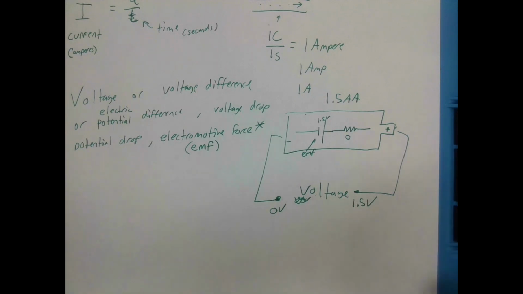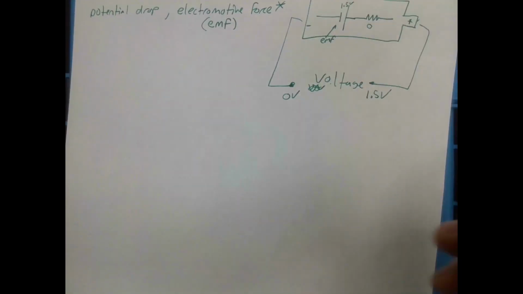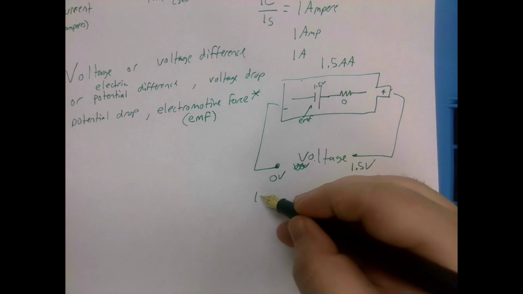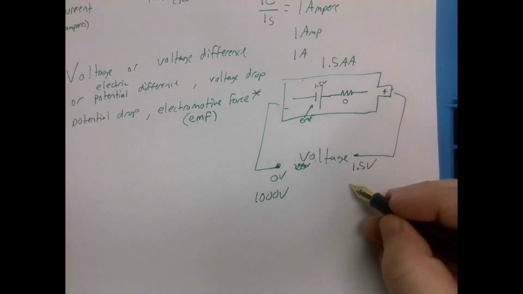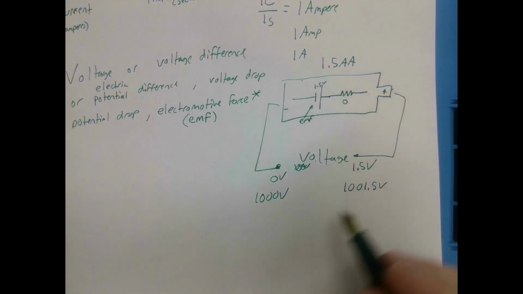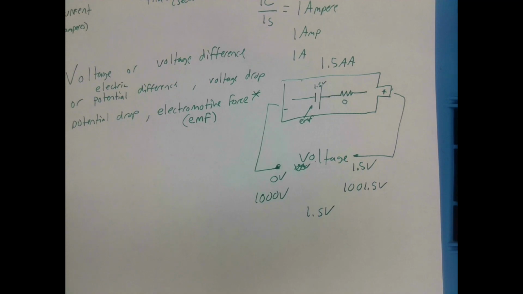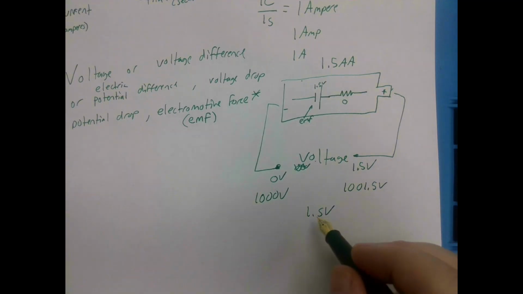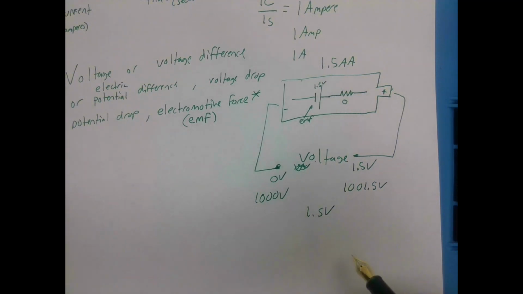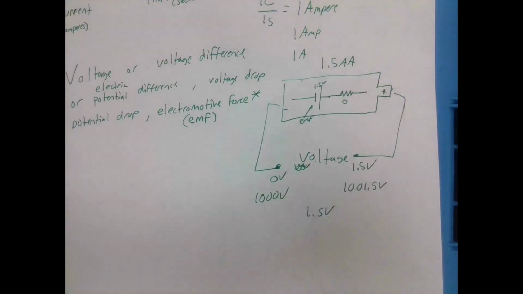So you can always look at 2 points in a random circuit and find a voltage difference. It doesn't matter if this was 1,000 volts and this was 1,001 volts. The voltage difference between here is still 1 volt. But this would obviously no longer be an EMF. An EMF is the underlying thing that's creating it.